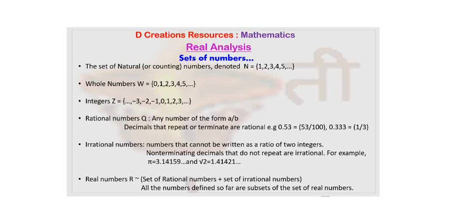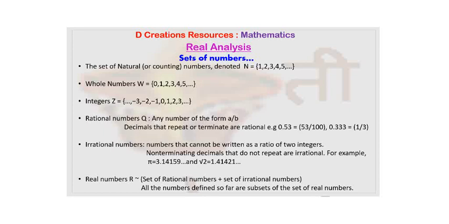Then there is a class of irrational numbers. So numbers that cannot be written as a ratio of two integers. So non-terminating decimals, basically decimals that do not repeat, they are irrational. Now to give you an example, pi, 3.1415, the value just goes on. Or even the value of root 2, 1.41421 and so on and so forth. Both pi and root 2 are examples of irrational numbers.